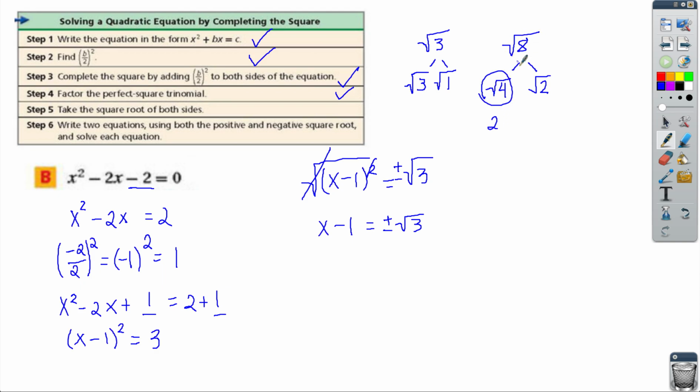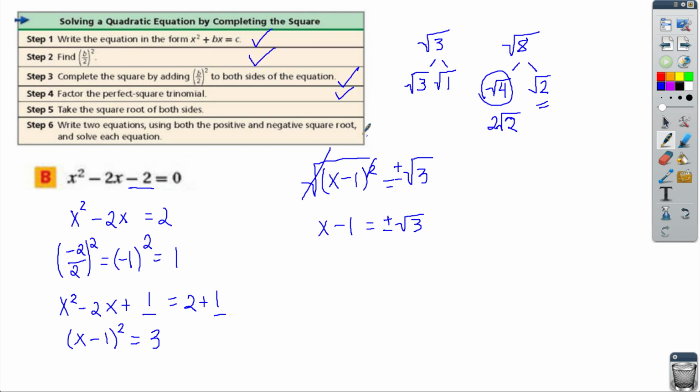So root 8 is actually 2 multiplied by root 2, the remaining factor. And this will be the simplified form of root 8. You see the difference? Okay. So when you know you can factor further, you must factor further. Alright, anyway, moving forward, we found again that there are two answers. There's a plus root 3 and a negative root 3.